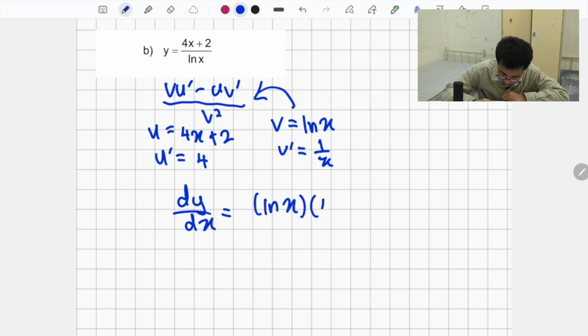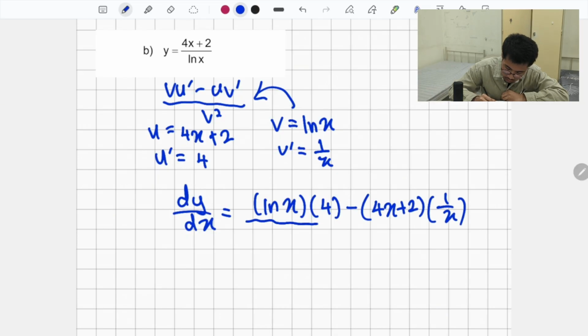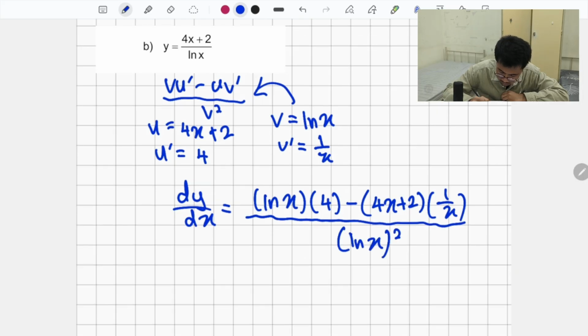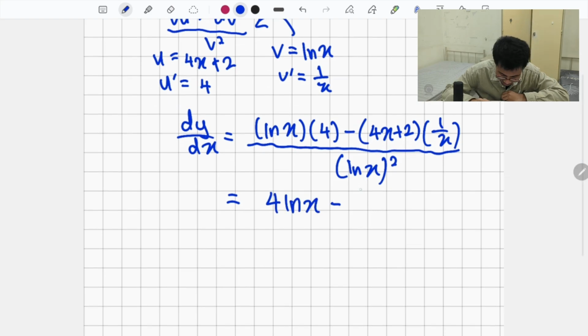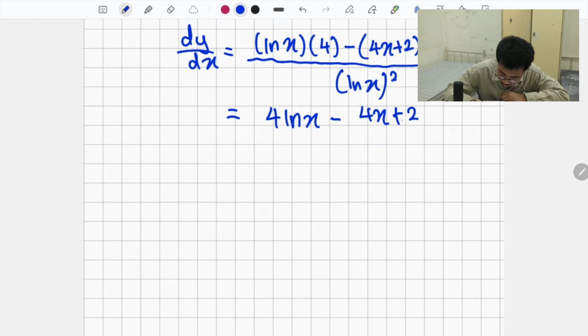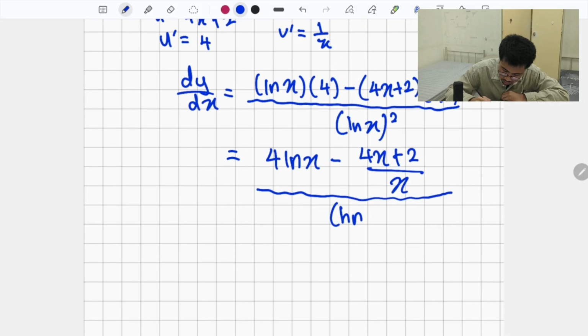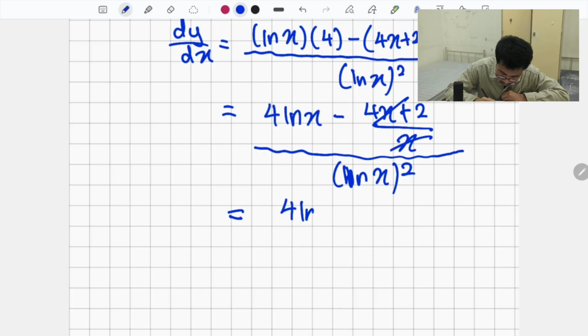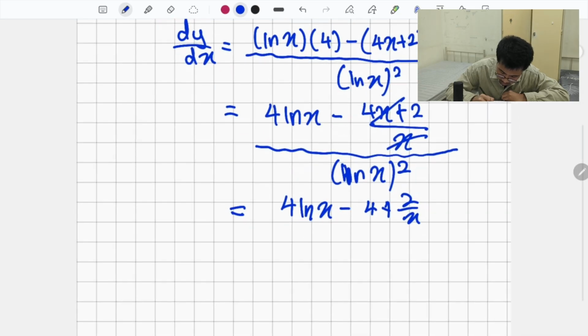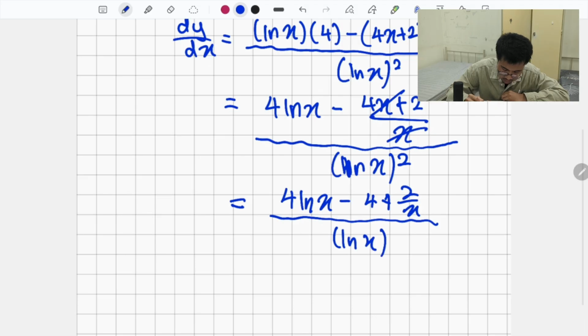ln x multiplied by 4 minus (4x plus 2) multiplied by 1 over x, all over ln x squared. Then after that, simplify: 4 ln x minus (4x plus 2) over x, all over ln x squared. You can cancel this x, then you will get ln x minus 4 plus 2x over ln x. Then this is your final answer.